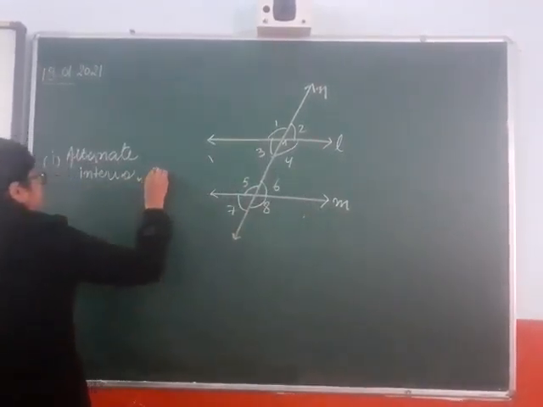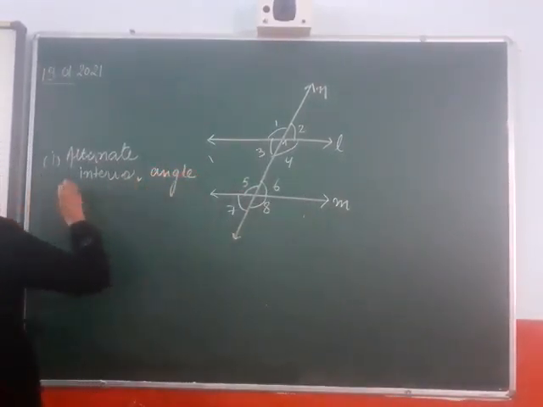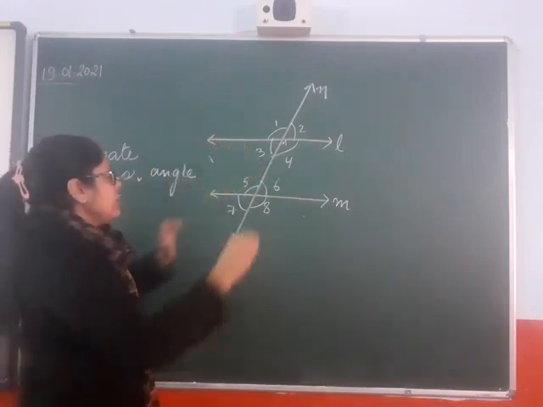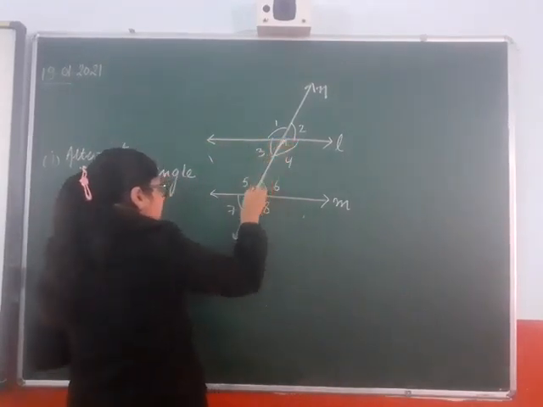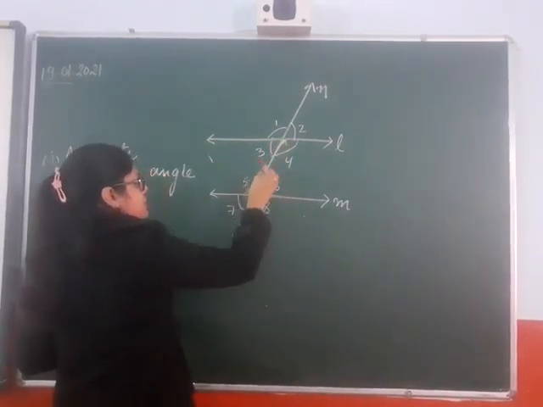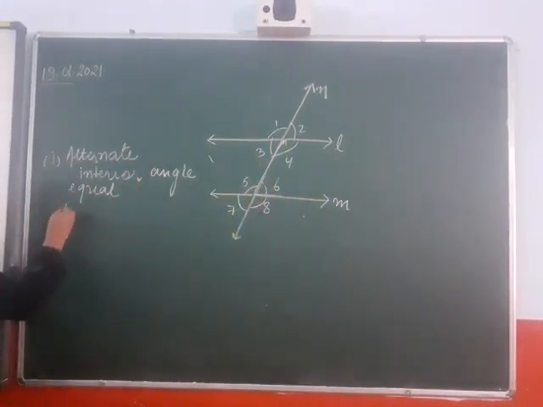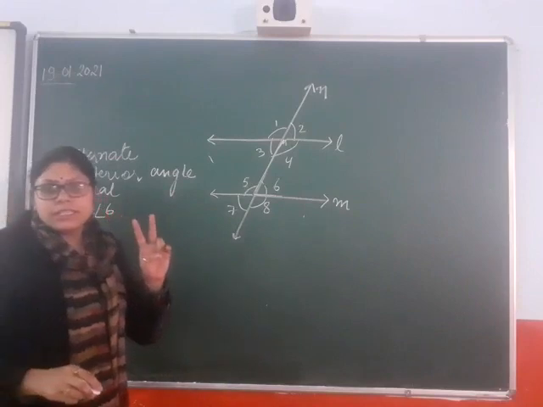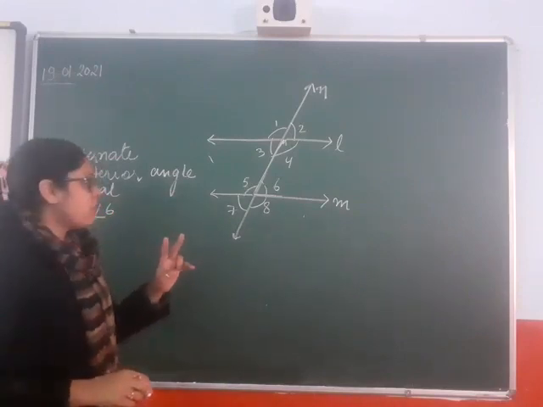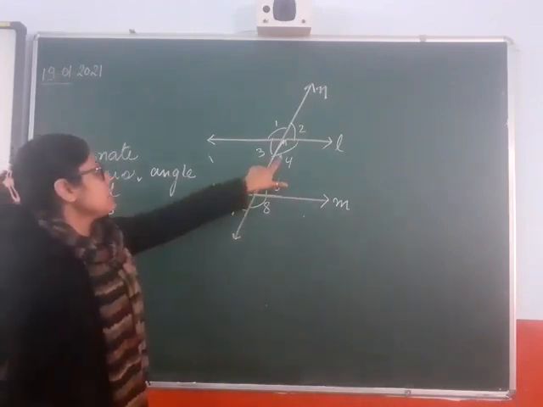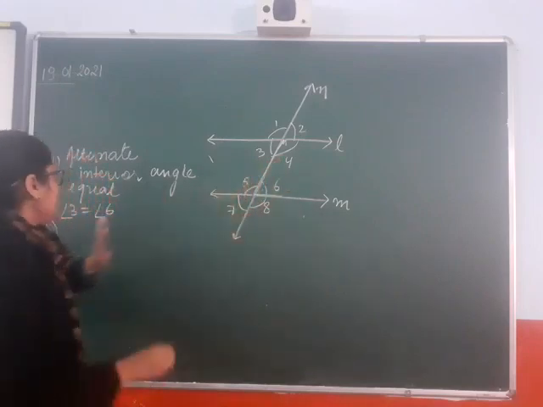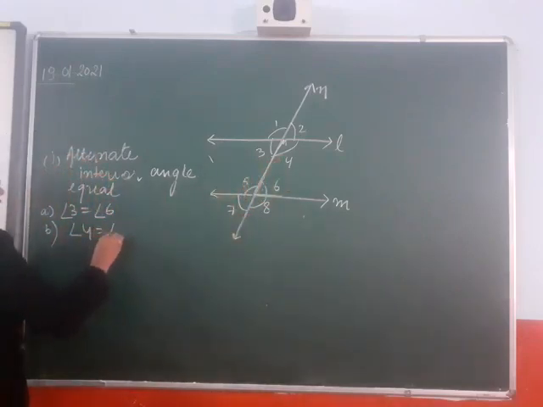Alternate interior angles are equal. What are the alternate interior angles? That means this, a Z is forming. So this and this angle, the inside angles, the interior ones, will be equal. You will write here angle 3 will be equal to angle 6. This is the first one. Because two pairs of alternate interior angles are formed, two pairs will be equal. Angle 4 will be equal to angle 5.